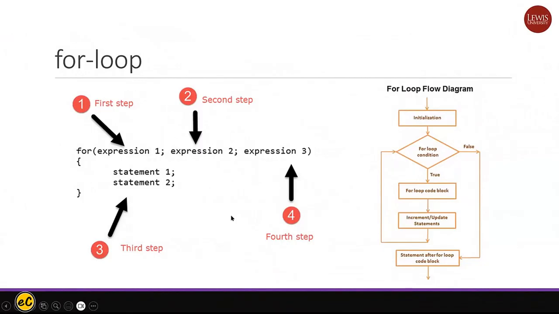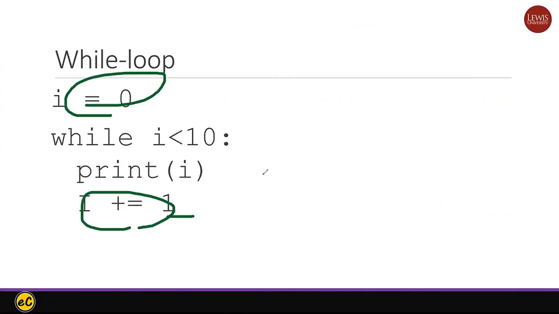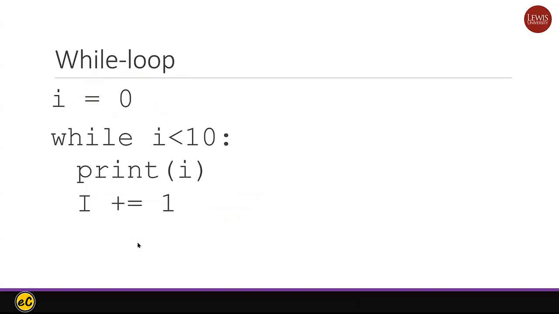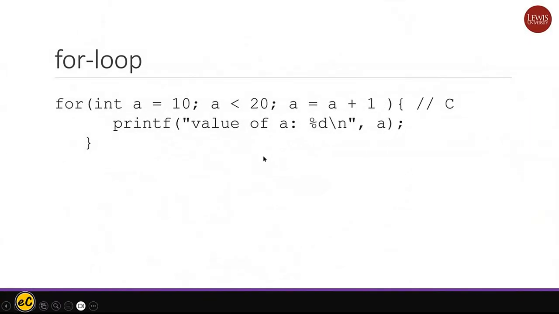A for loop is a special kind of while loop. If you put the initial condition right here, put the I increase in the update statement over here, and keep the same while condition, then the for loop is equivalent to the while loop. So this is a for loop.